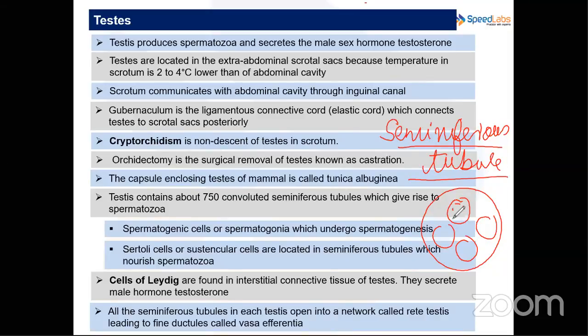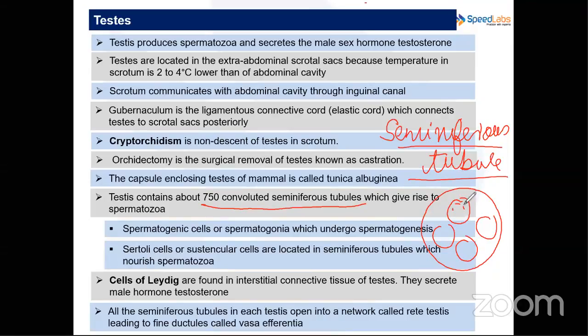Each testis has approximately 750 seminiferous tubules. I told you, how did we get this number? Last class I had explained it, and you are going to explain how we got 750. I am going to wait for your answer. You're going to write on the chat box and send me, because each testis has 750 seminiferous tubules. All right.